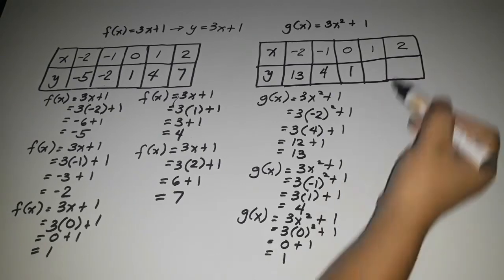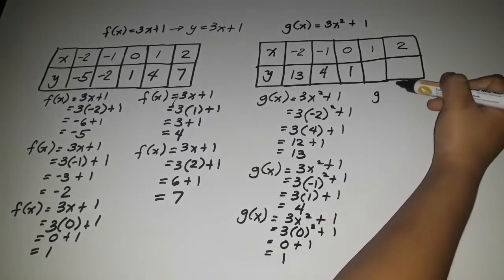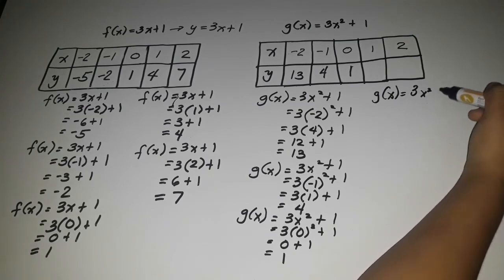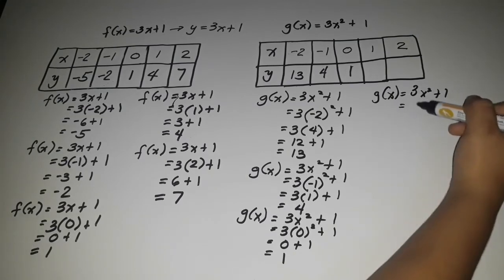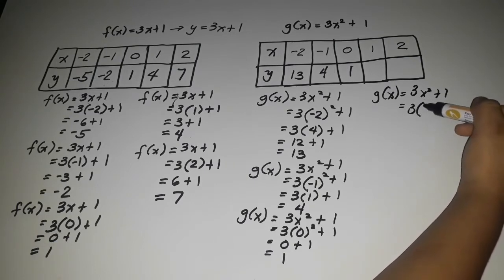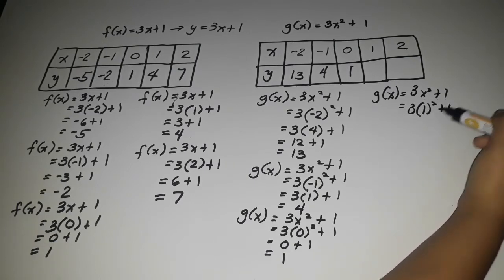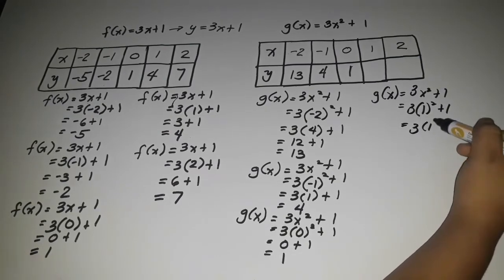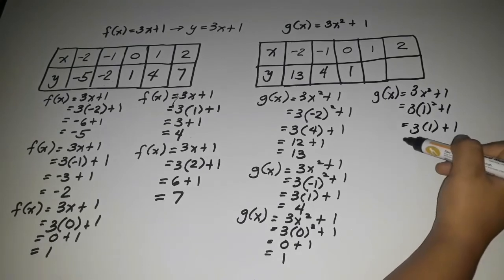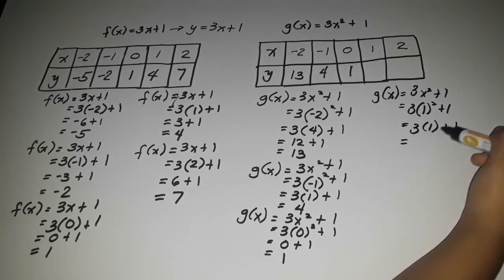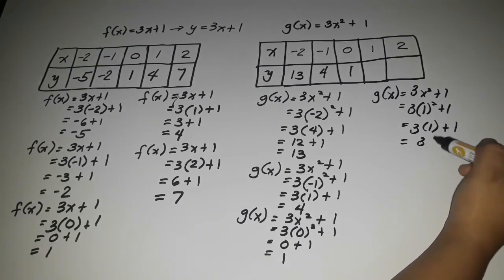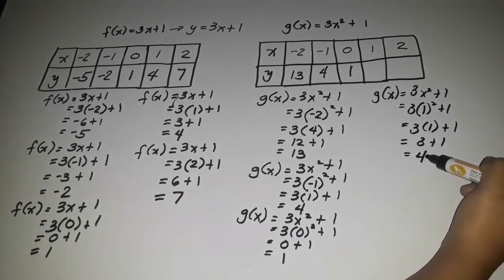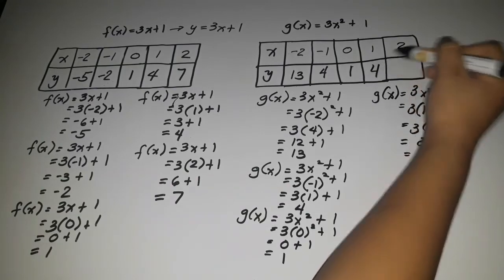Next, the value of x is 1. We have g of x equals 3x squared plus 1 equals 3 times 1 squared plus 1. 3 times square of 1 is 1 plus 1. 3 times 1 is 3 plus 1 is equal to 4. Therefore, our y is positive 4.